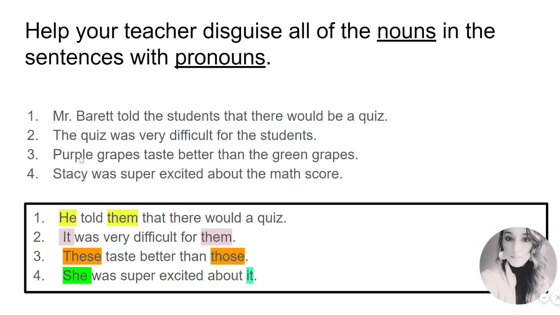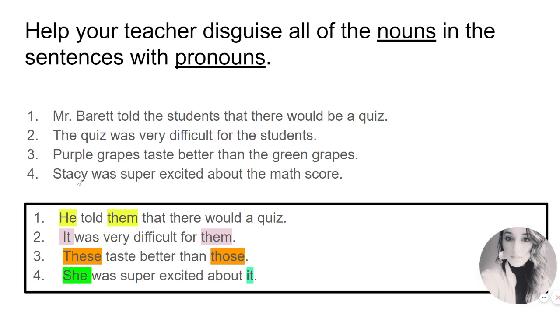Number 3, purple grapes taste better than the green grapes. These taste better than those. The nouns are purple grapes and green grapes. Purple grapes is an antecedent for the pronoun these, and green grapes is an antecedent for the pronoun those.